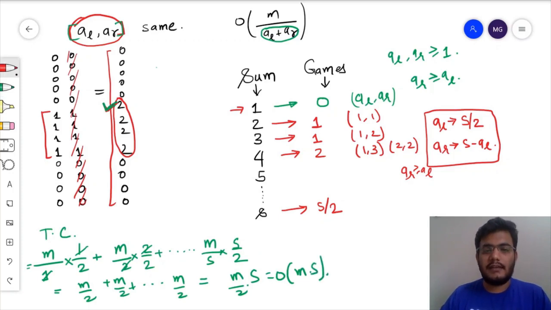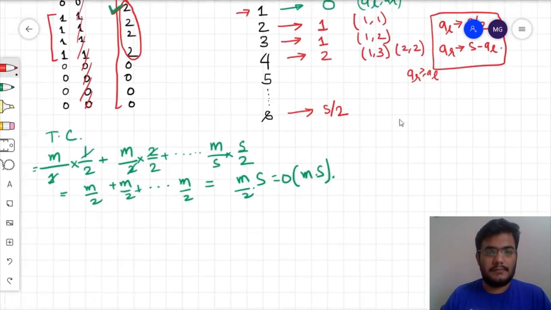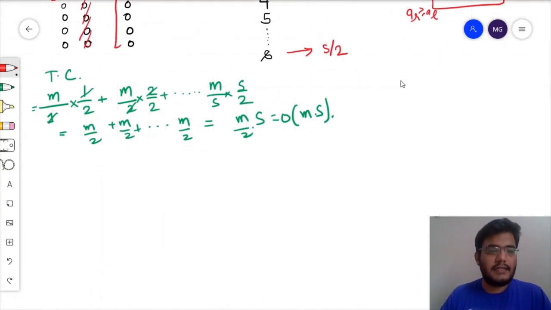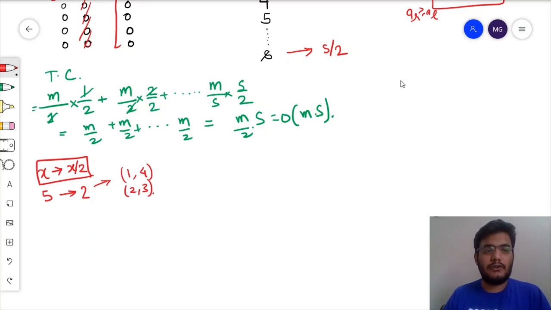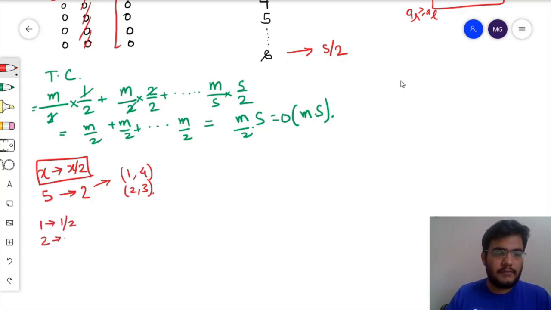Let's see how we can calculate this term S. Already explained that for any particular sum X, the distinct number of maximum games possible are X by 2. Like for 5, the distinct number of games possible are 2 only, which is 1, 4 and 2, 3. And we also have a constraint that the total number of games should not exceed Q. So for 1, the number of games is 1 by 2. For 2, the number of games is 1 by 2.